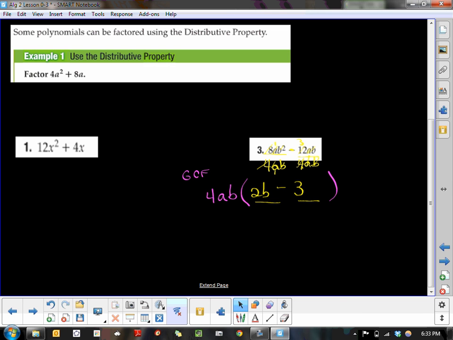That's it. If you go back and double check it, if you multiply these together, redistribute, you should get back to your 8a squared, 8ab squared minus 12ab. So those are monomial factorizations.